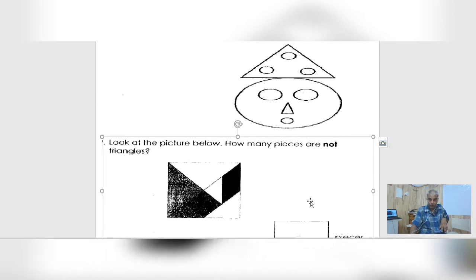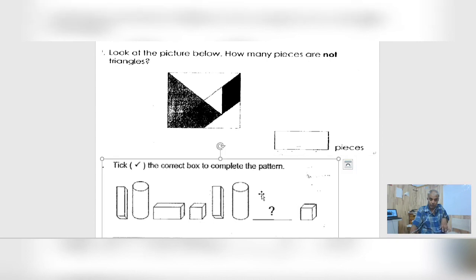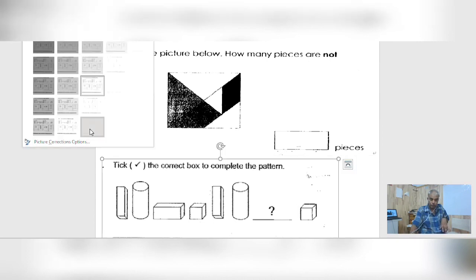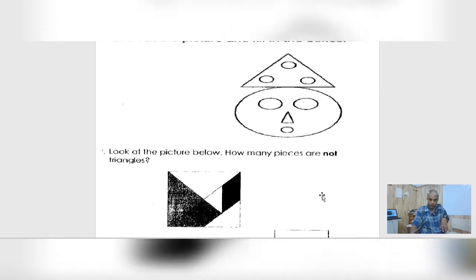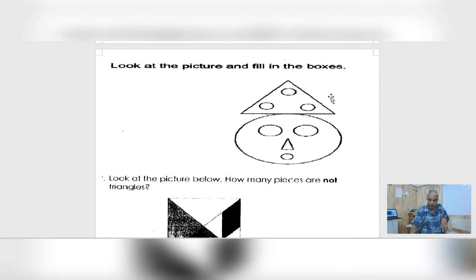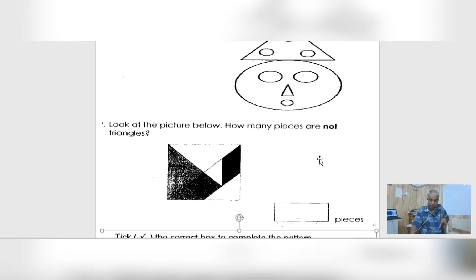Next time I will try to do all this formatting before I make this video. So another one, look at the picture. I'm sorry, look at the picture and fill in the boxes. Where are the boxes? Okay, the boxes are gone. Okay, I'm sorry for that.